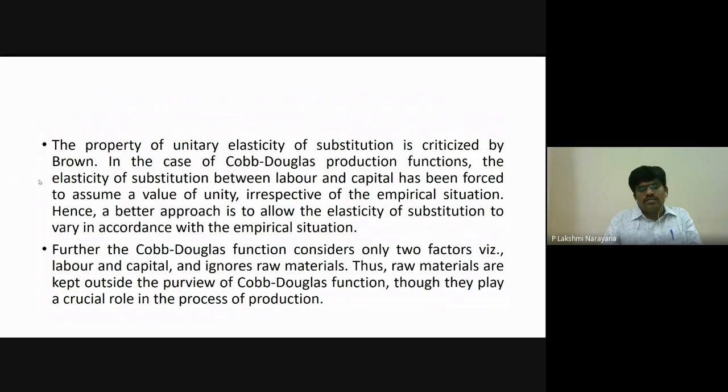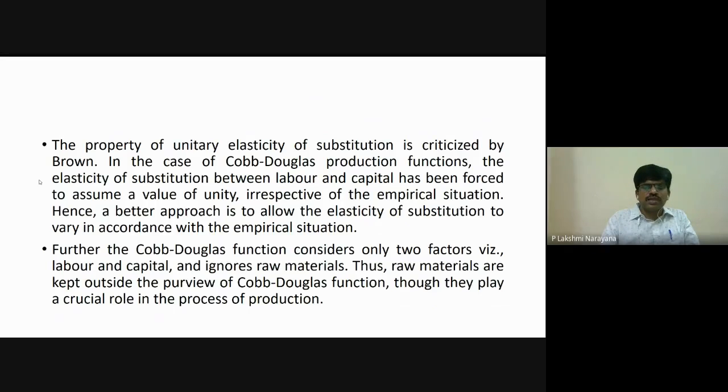Then another limitation is the property of unitary elasticity of substitution, which is criticized by Brown. So unitary elasticity is only for the Cobb-Douglas production function. In the case of the Cobb-Douglas production function, the elasticity of substitution between labor and capital has been forced to assume a value of unity irrespective of the empirical situations. Hence, a better approach is to allow the elasticity of substitution to vary in accordance with the empirical situation.